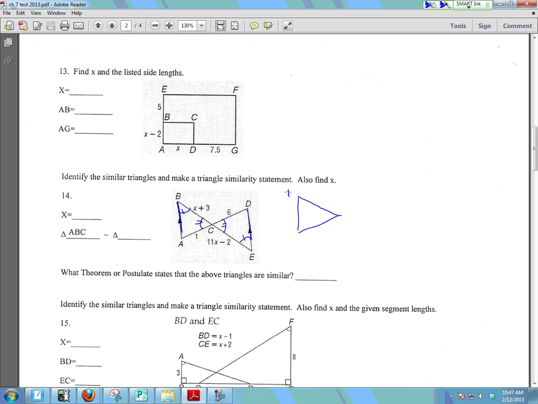So this is B, A, C. And we know that this is x plus 3, and this distance here is 1. That's got 1 hash mark in it, and that angle has 2 hash marks in it. So that triangle, call that triangle 1, is the same as that triangle there, and I didn't change the orientation of it. I'm going to change the orientation of the second one, though, so that it matches up exactly with this first one.